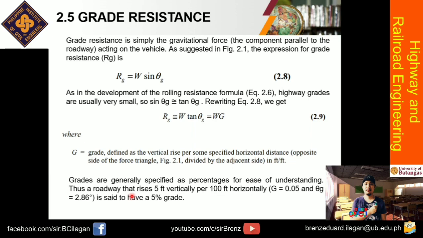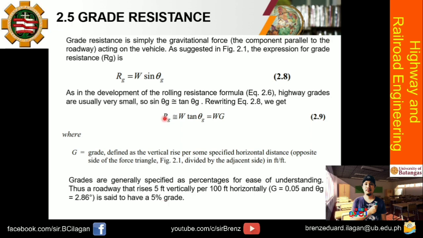Thus, a roadway that rises 5 feet vertically per 100 horizontal. So in every 100 feet horizontal, you have a rise of 5 feet. So for its grade, what you do is 5 divided by 100, or 0.05. And its theta G, if you compute it, the angle will be 2.86 degrees. And this is said to have a 5% grade. That's all. To compute that, the 5% grade is 5 divided by 100 times 100, to get the 5% grade.